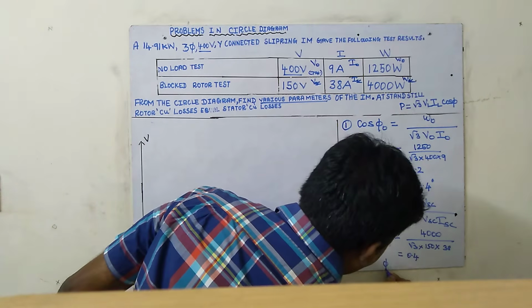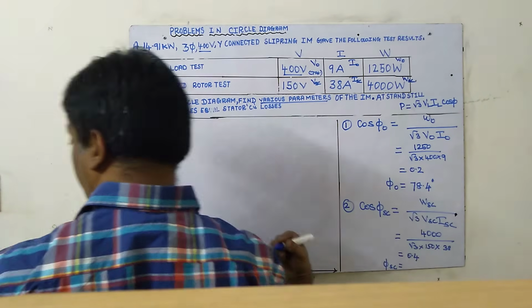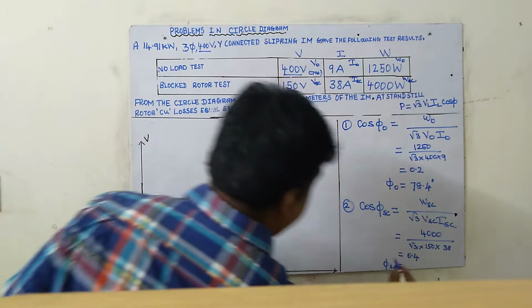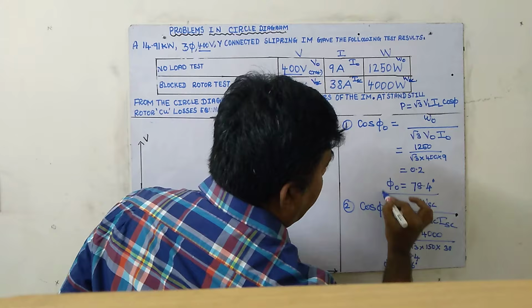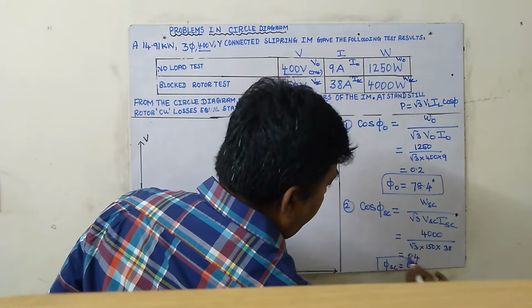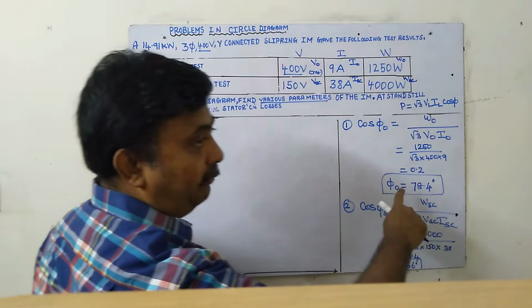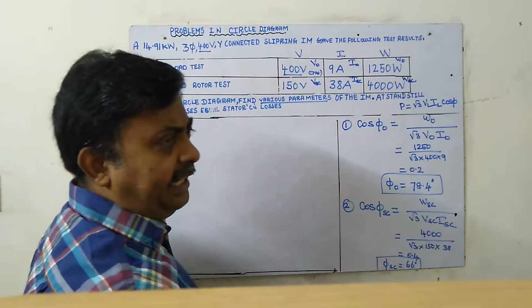So phi SC will be equal to 66 degree. You can note that phi naught will be greater than phi SC.